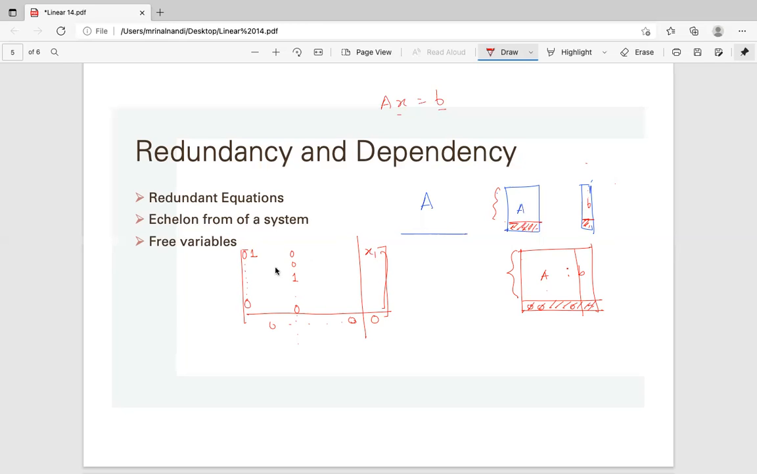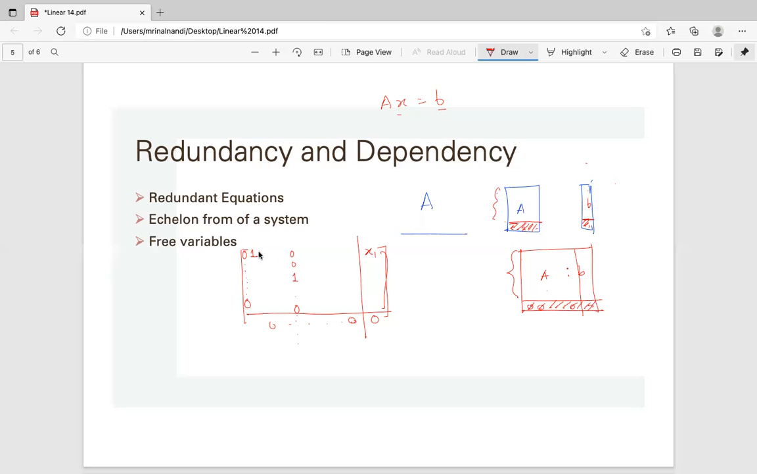Now, if there is any column with all zeros, the corresponding variable, because the columns actually correspond to the variables and rows correspond to the equations, the corresponding variables are free.